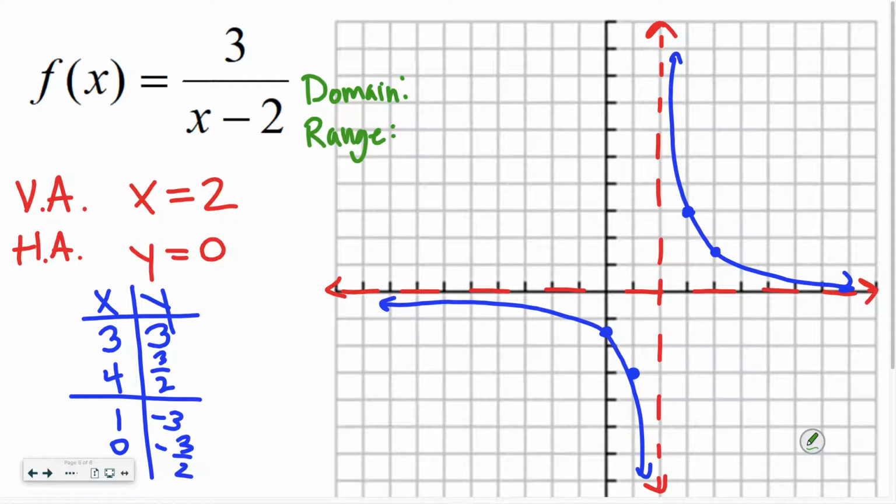And we need to exclude 0 from range. Okay. Mia, what do we exclude from our domain? Okay, which is that? Okay, so our domain is going to be everything except 2 because we have a vertical asymptote at 2.